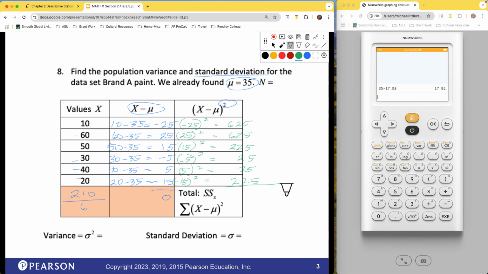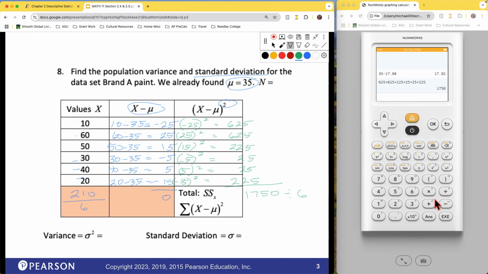We are going to add all these together: 625 plus 625 plus 225 plus 25 plus 25 plus 225. And we get 1750. Now to get the average, there were 6 of these, so we are going to divide by 6.